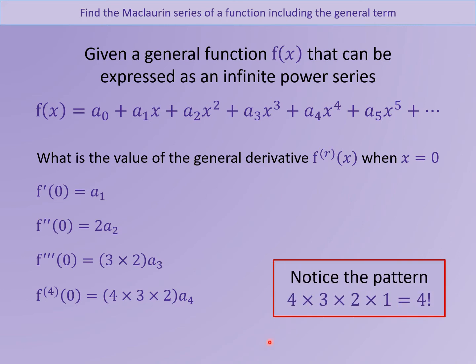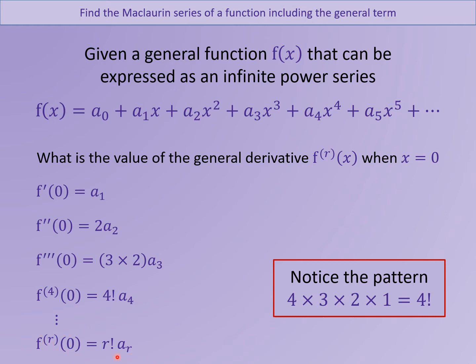Okay, so I gave you a hint. I said to you, notice that 4 times 3 times 2 times 1, we can ignore the 1, is going to equal 4 factorial. That's a nice hint to what the derivative is going to be. 4th derivative was 4 times 3 times 2. 3rd derivative was 3 times 2 times 1. 2nd derivative was 2 times 1. So therefore you'd expect for the general form for any derivative is going to be r factorial times ar. So no matter what number I put in there, I should be able to work this one out just here.